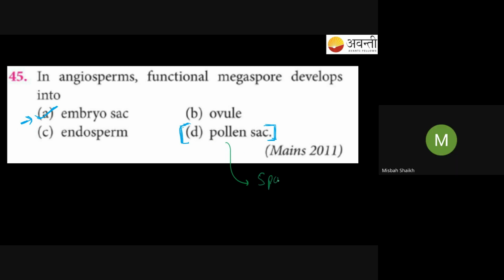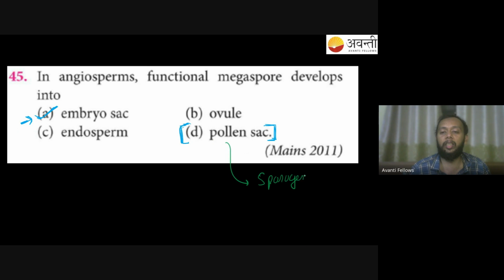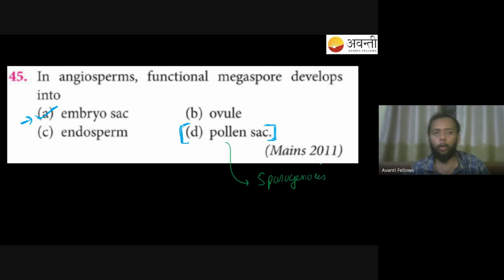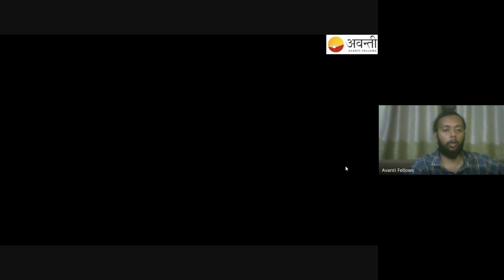It is sporogenous tissue. Pollen mother cell. Now, initially you can simply tell them sporogenous tissue or sporogenous cells, whatever you say is going to be a correct answer. Then what will happen? Some of the cells in the sporogenous tissue will turn into the microspore mother cell. Okay, let's move ahead.